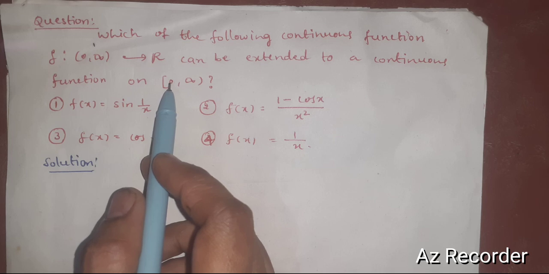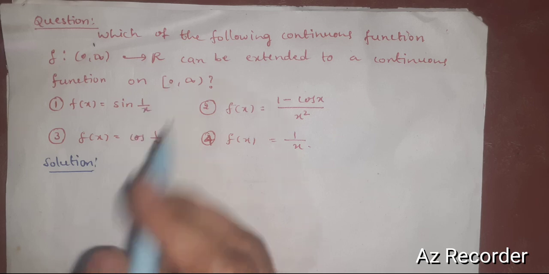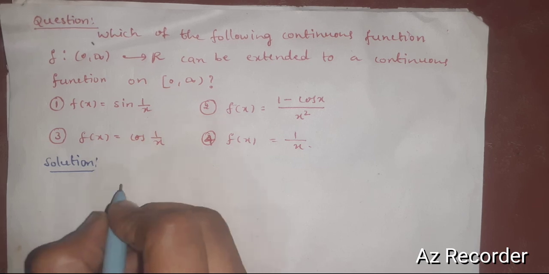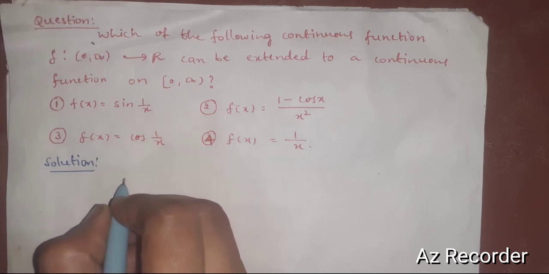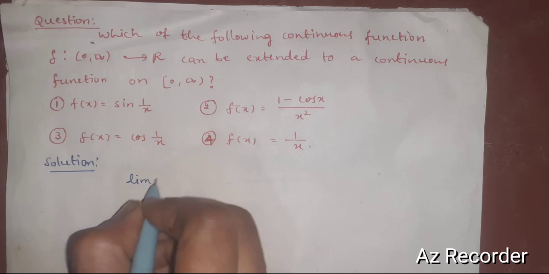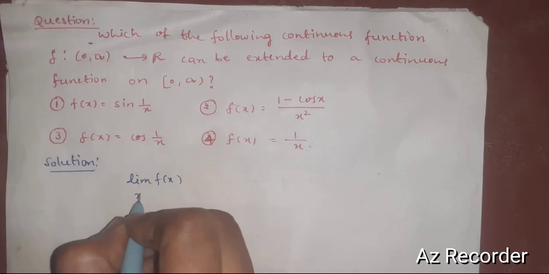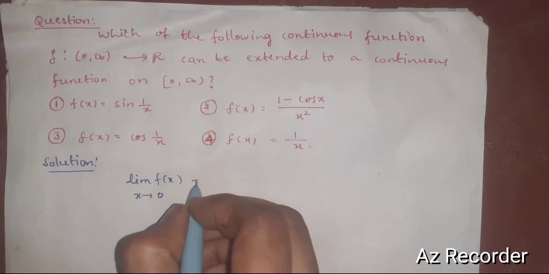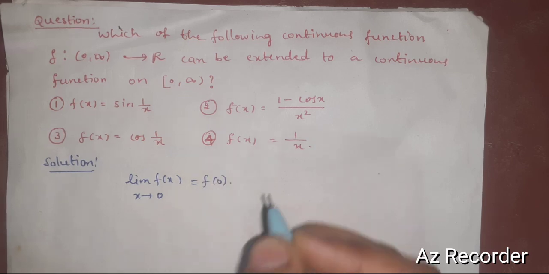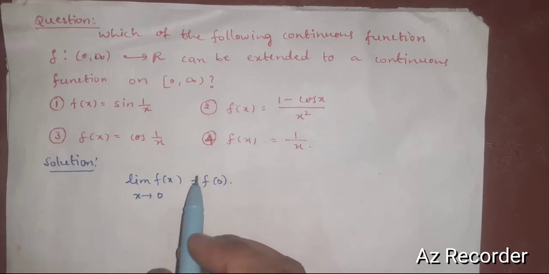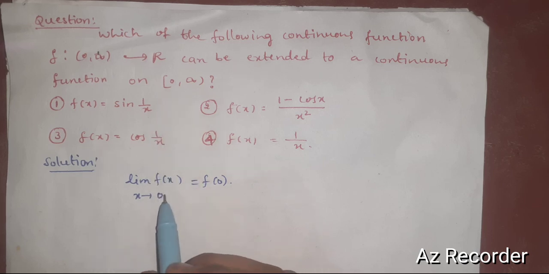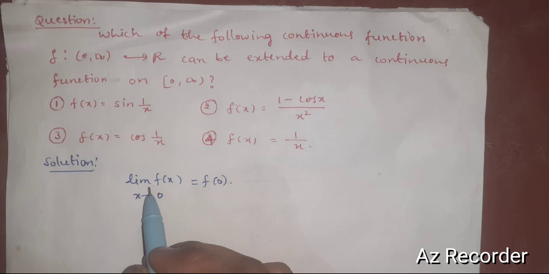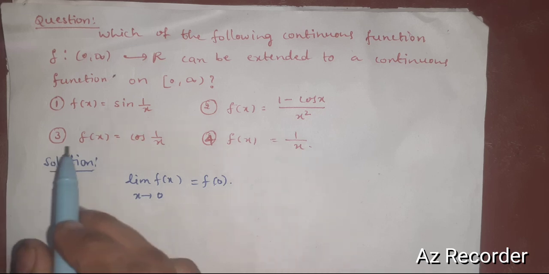What is the limiting value of the function at 0? That is the requirement here. The limit of f of x as x tends to 0 should be equal to f of 0. So for a function to be continuous at the point 0, the function's value at 0 should be equal to the limiting value of the function as x tends to 0. So let us check one by one.